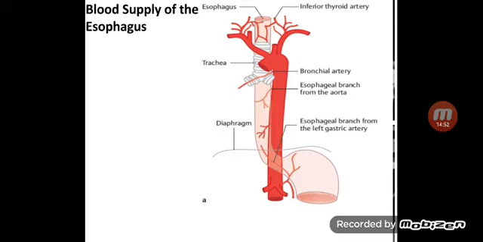And about the veins, it is almost the same. Veins from the upper third drain to the inferior thyroid veins, the middle third to the azygos vein, and the lower third to the left gastric vein.